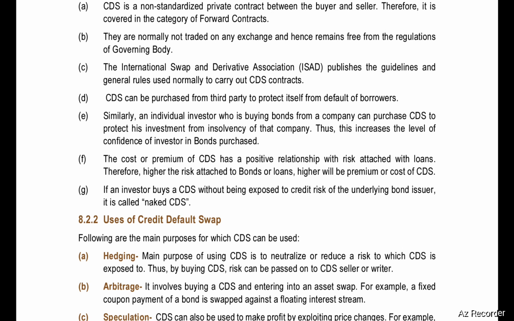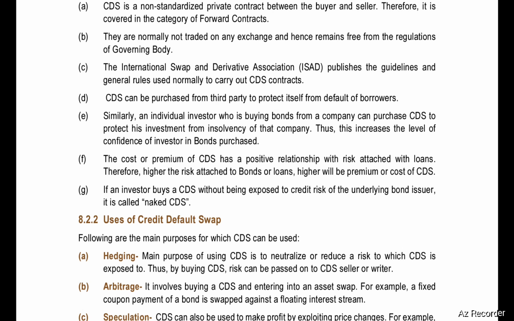CDS can be purchased from a third party to protect itself from default of borrowers. Similarly, an individual investor who is buying bonds from a company can purchase CDS to protect his investment from insolvency of that company. Thus, this increases the level of confidence of investors in bonds purchased. The cost or premium of CDS has a positive relationship with risks attached with loans. Therefore, higher the risks attached to bonds or loans, higher will be the premium or cost of CDS.